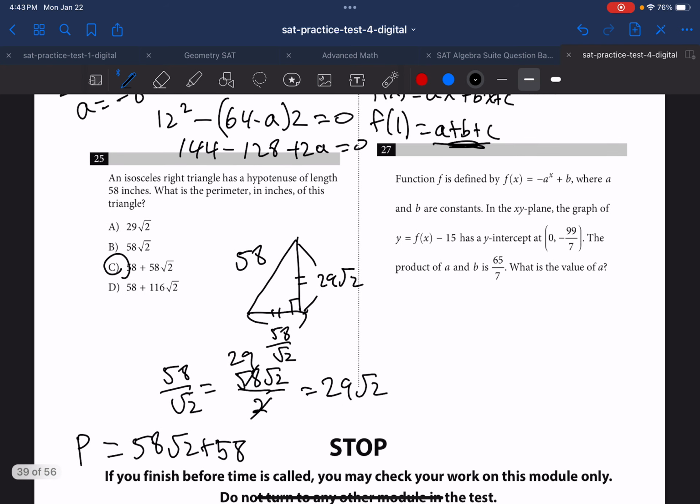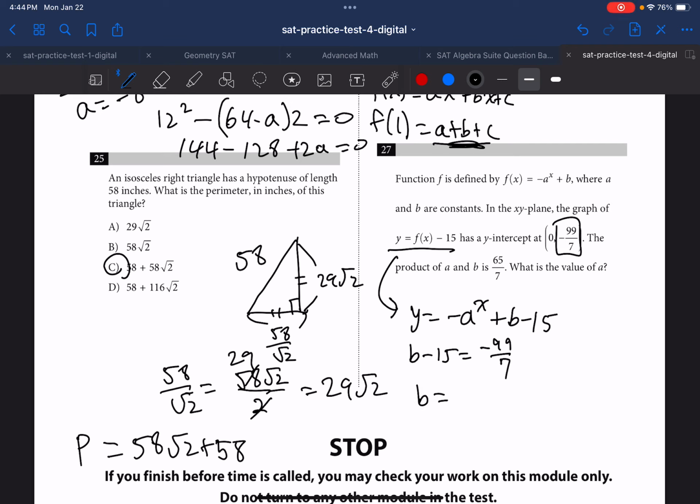And the last question, we're already at the last question. f of x is negative a to the power of x plus b, and they're constants. And in the xy-plane, the graph of y equals f of x minus 15 has a y-intercept at 0, negative 99 over 7. And the product of a and b is 65 over 7. What is the value of a? So if we rewrite this expanding, we get something like this. And the y-intercept is negative 99 over 7. So b minus 15 is equal to negative 99 over 7.